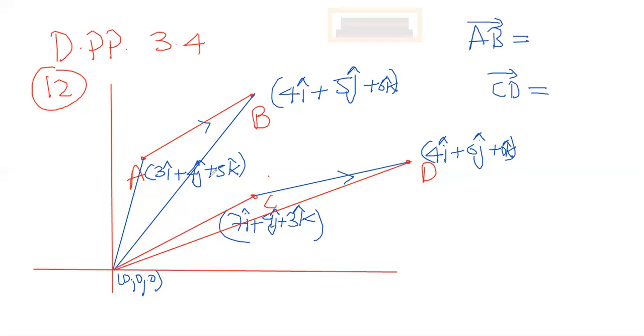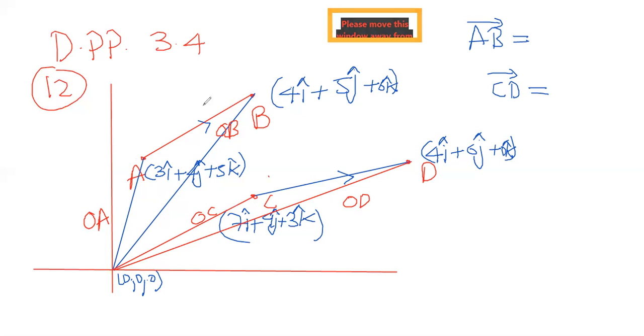Now if you join the vectors, what will this be? OA. That is actually 3i plus 4j plus 5k. What is this? This is OB. Understood? And what is this? OC. What is this? OD. Is it understood?